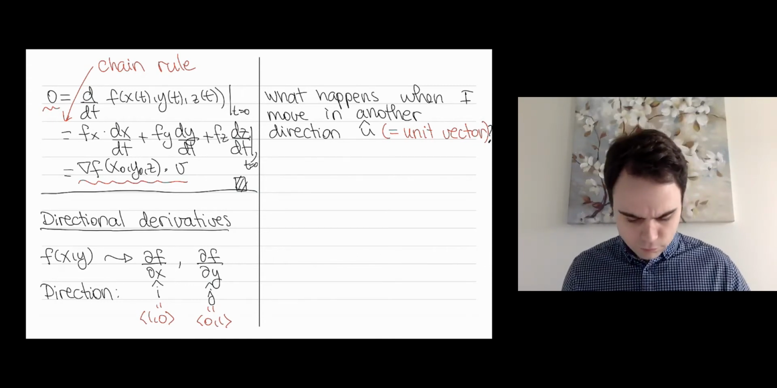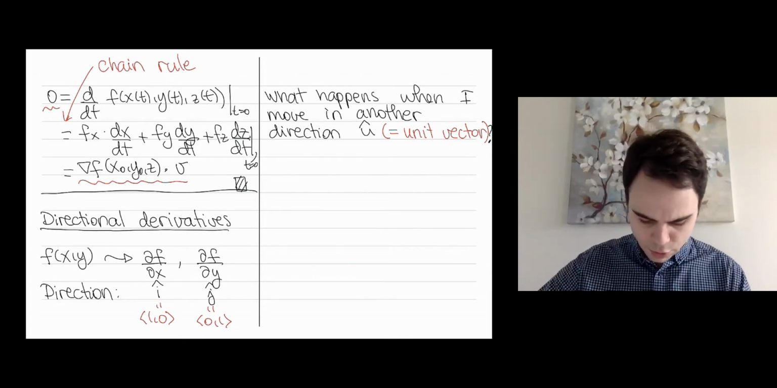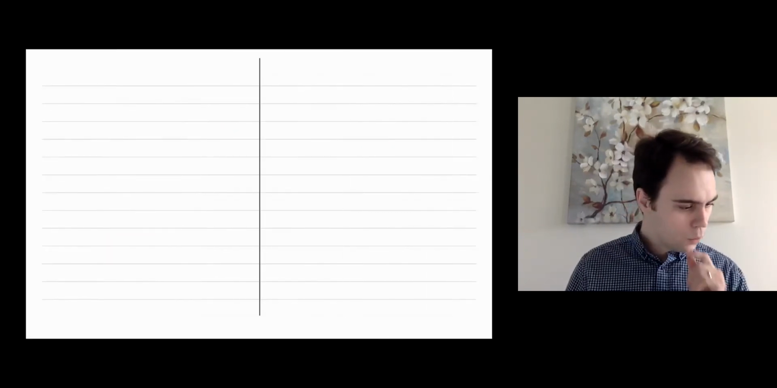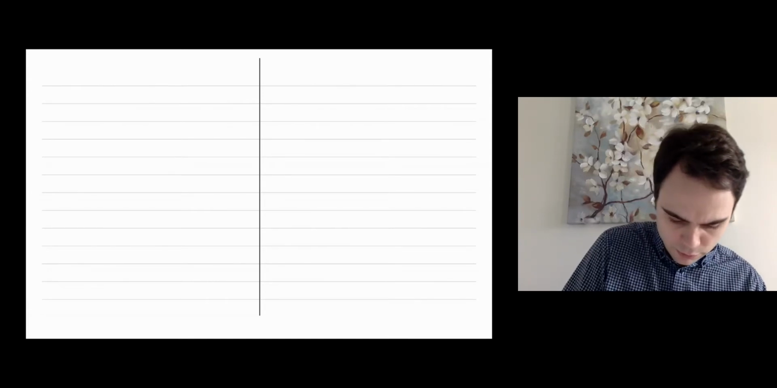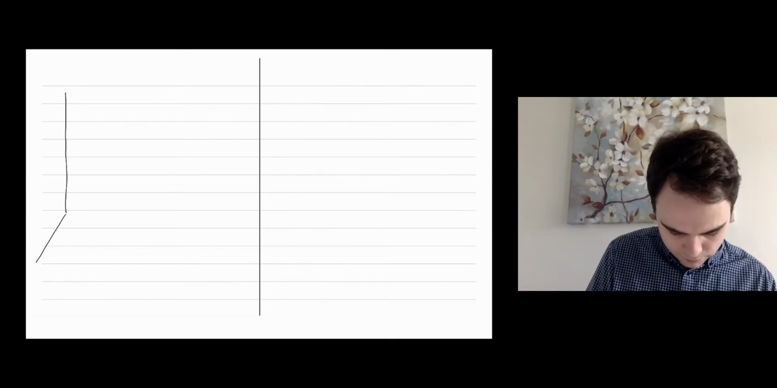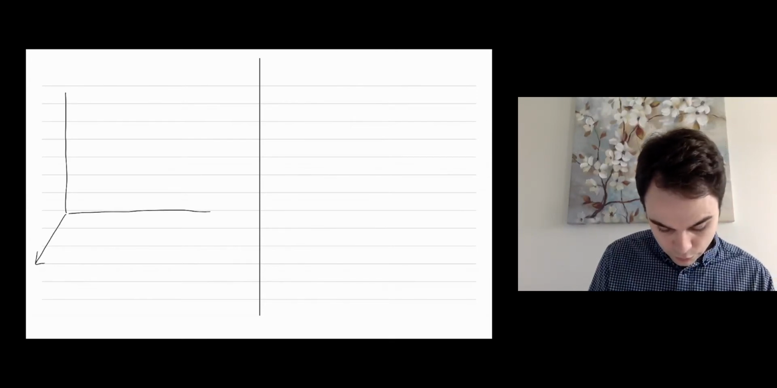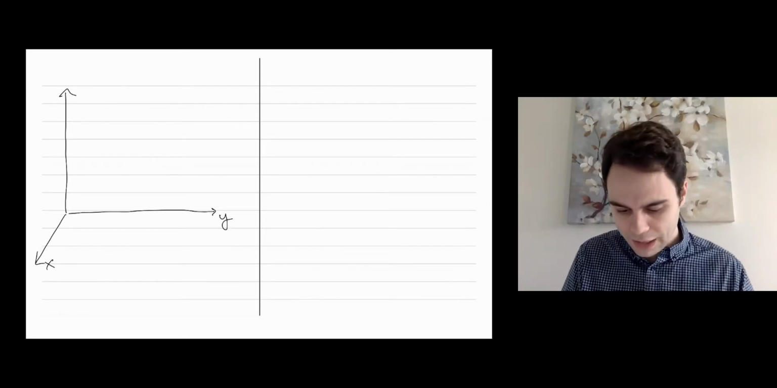Okay, so let's think about what happens. It's going to be worth moving to a different page. Okay, so let's see what happens then. Let me say we're in 2D, and then we have a function. So I'm going to draw the graph of the function.